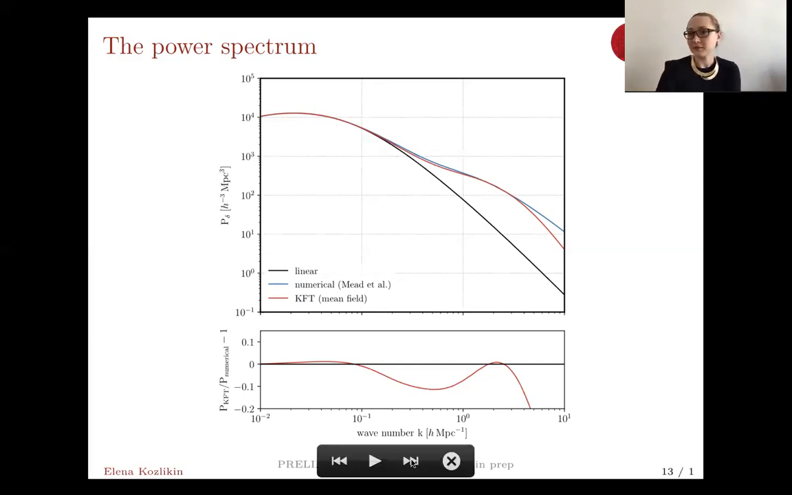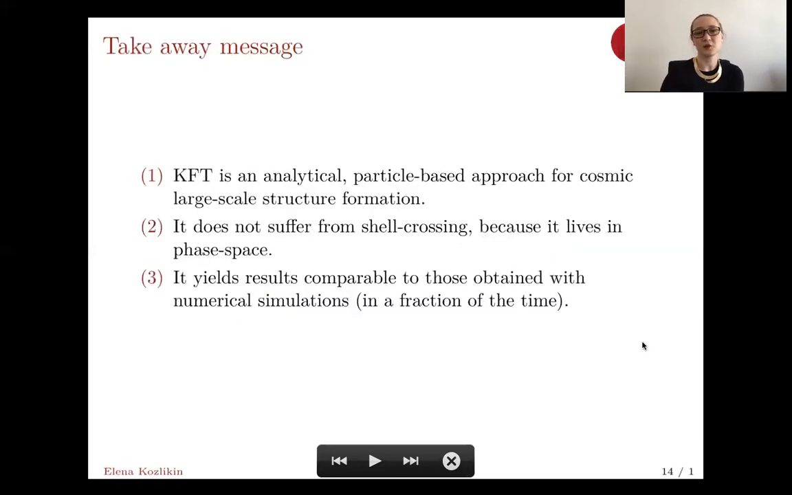So this is the introduction, and if you have to take something away from it, these are the 3 following points. Kinetic field theory is a fully analytical, particle-based approach for cosmic structure formation. It doesn't have the shell crossing problem because we operate in phase space all the time, where particle trajectories just cannot cross, and it yields results comparable to those obtained with numerical simulations, but in a fraction of the time because we just have to solve integrals instead of partial differential equations.